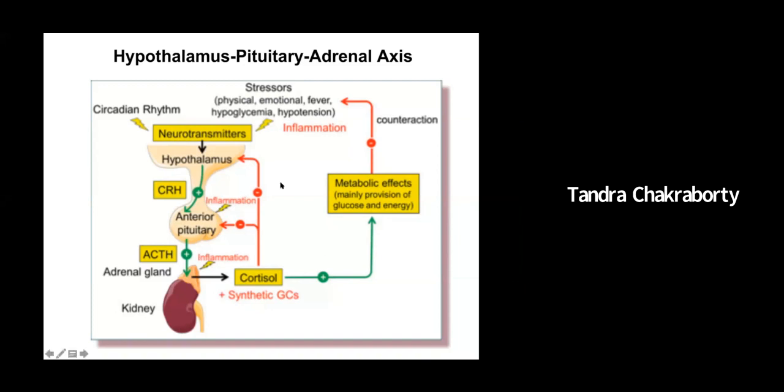So remember, the hypothalamus has cells, and these cells are able to produce a hormone known as corticotropin releasing hormone, which acts on the pituitary to produce corticotropes. These are the cells of the anterior pituitary, which are corticotropes, and these produce a very, very important hormone which is known as adrenocorticotropic hormone.